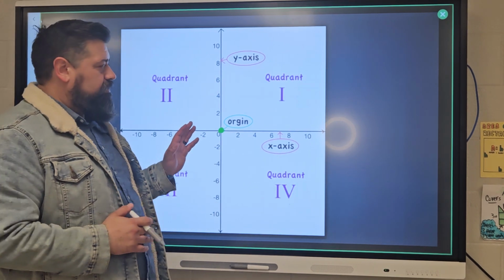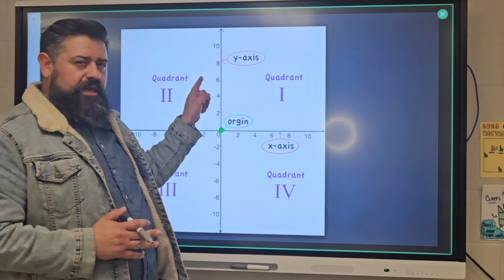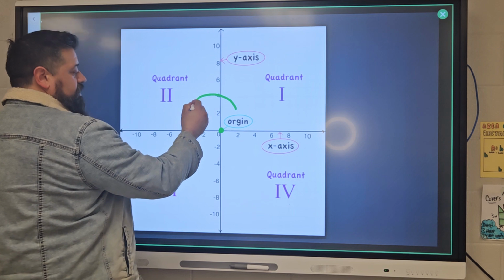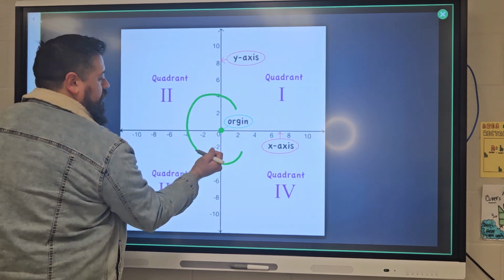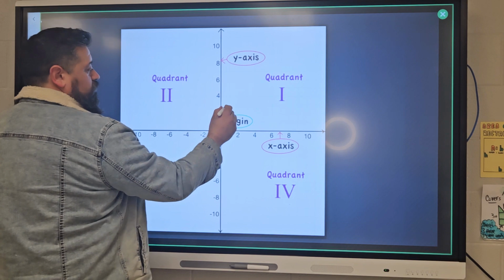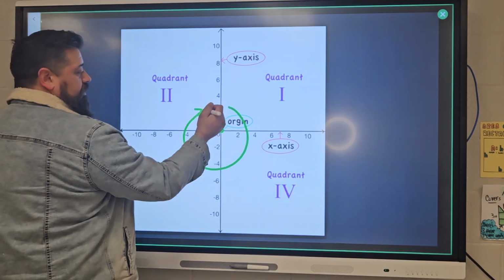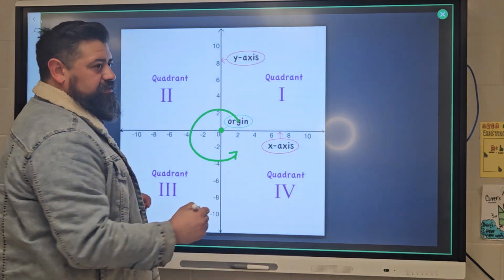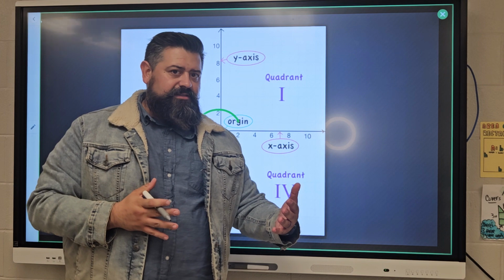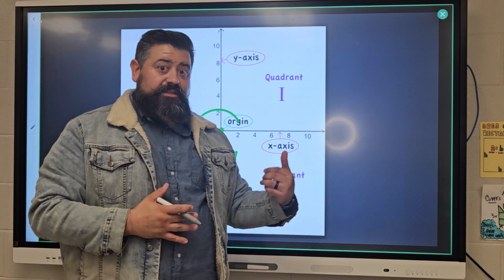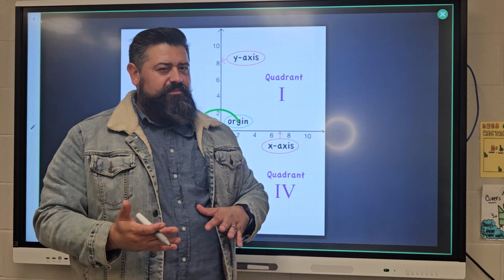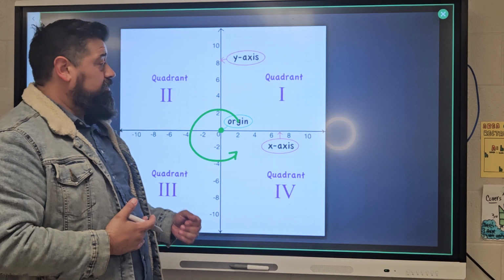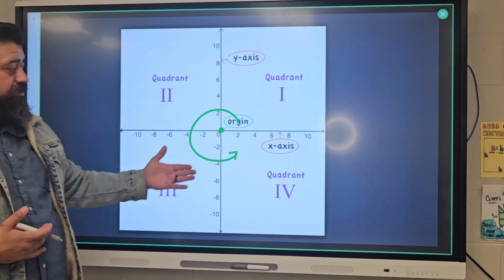What you want to understand about quadrants is that they go counterclockwise. It starts right here and goes to the left like this, counterclockwise. Normally a clock would go to the right this way. However, on the coordinate plane, it goes counterclockwise. The reason is that the guy who invented it was left-handed, so he saw everything backwards compared to someone who is right-handed. So we have quadrant 1, quadrant 2, quadrant 3, and quadrant 4.